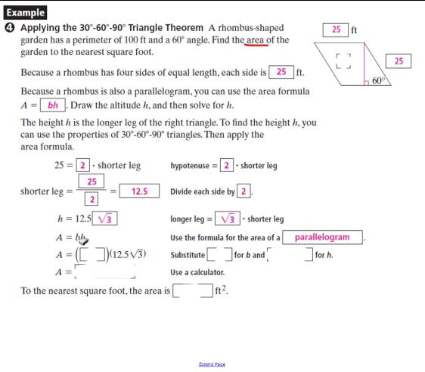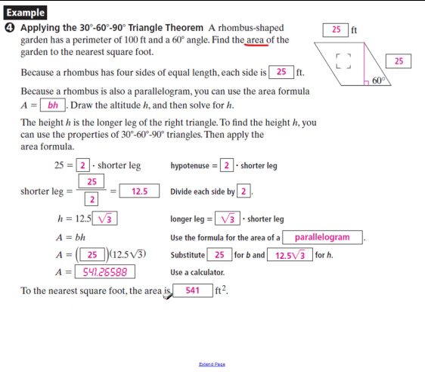Since it's a parallelogram, it's just base times height, so there's our height, and our base is just 25, one of our sides. So we plug those in, multiply, get a decimal approximation, 451, and so on. So when we round this, about 541, not 451, 541 square feet.